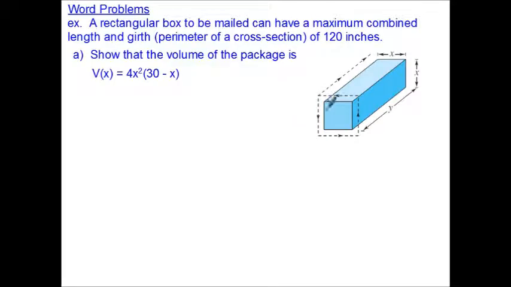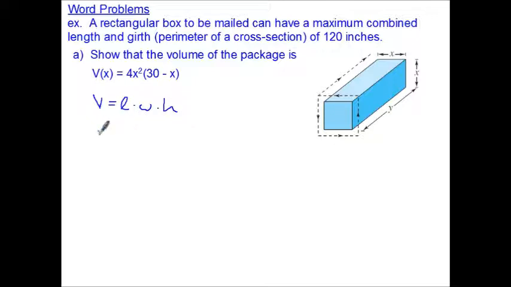So basically, if you just kind of take a look at the bottom or the top of the box, or cut it in half, you can see what a cross section would be. But anyway, that should be 120 inches for this problem. And so I need to now show, as part A, that the volume of the package is this expression here. Basically there's what my final result should look like, but the work getting there is actually your answer. So, of course, the volume of any sort of box is going to be length times width times height.